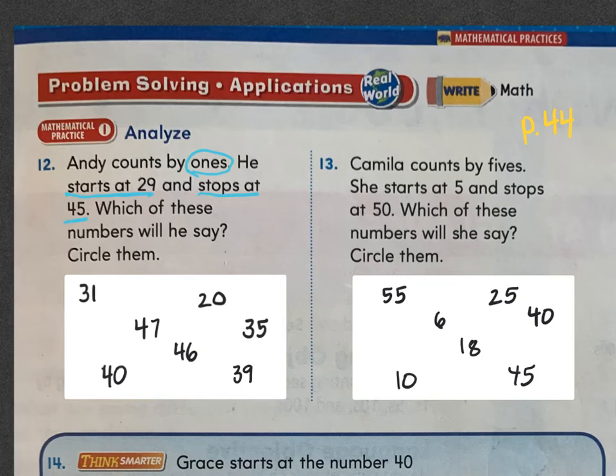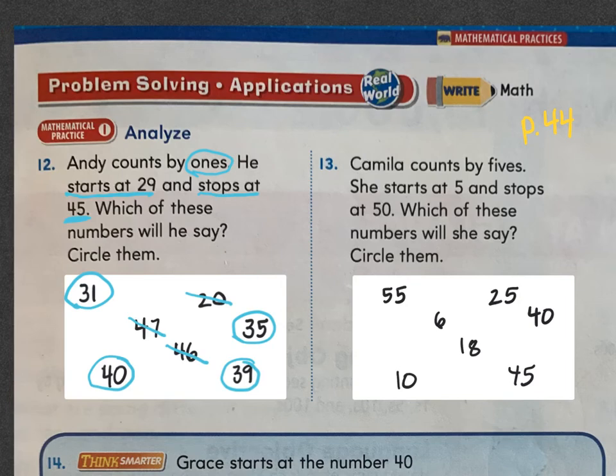All right, let's see. He will say 31 because that comes after 29. He won't say 20 because that comes before. He won't say 47 because that's after 45, and remember, he stops at 45. He will say 35. He will not say 46, that's after the number he stops at. But he will say 40, and he will say 39.